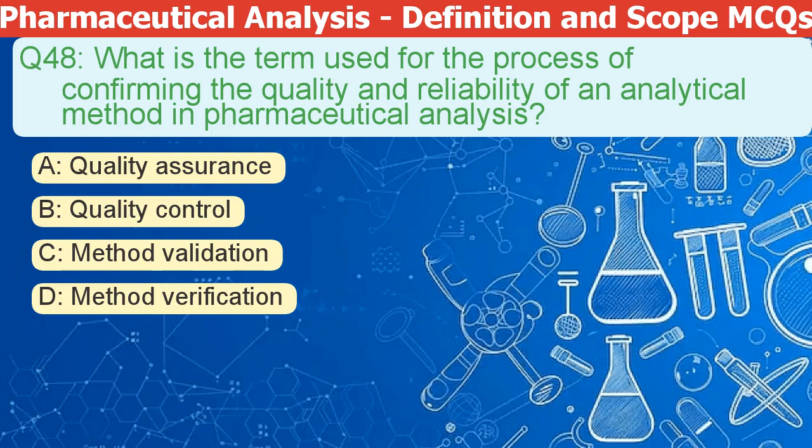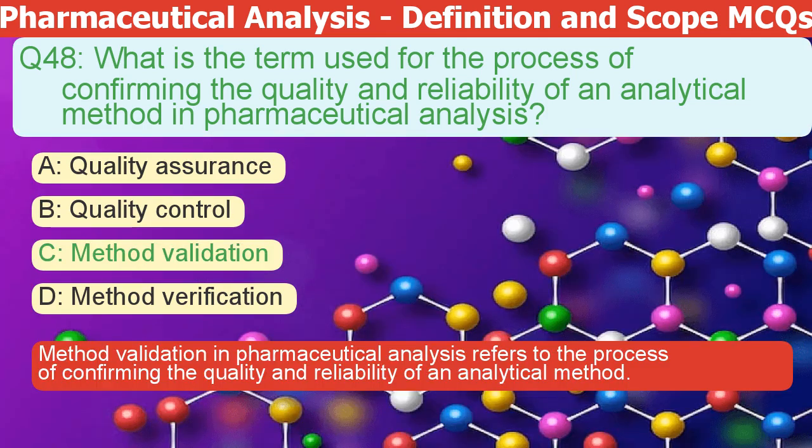What is the term used for the process of confirming the quality and reliability of an analytical method in pharmaceutical analysis? A. Quality assurance. B. Quality control. C. Method validation. D. Method verification. The correct answer is C. Method validation in pharmaceutical analysis refers to the process of confirming the quality and reliability of an analytical method.